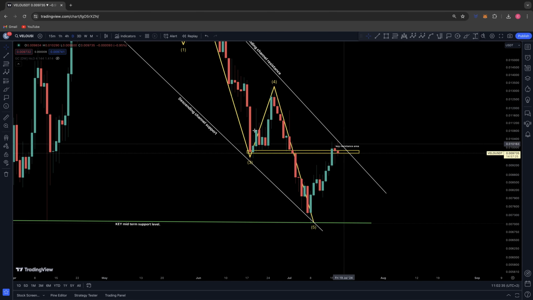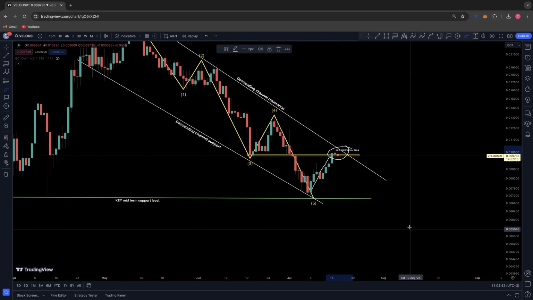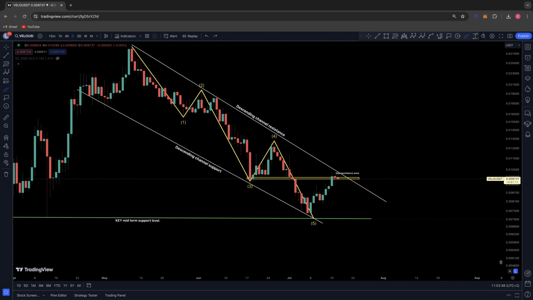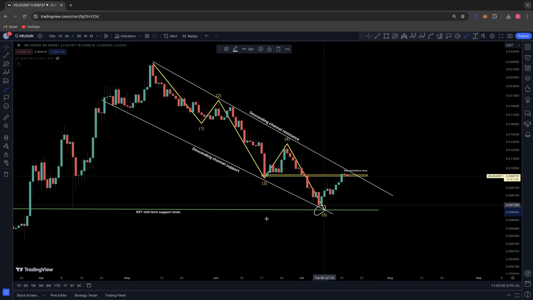And there are a couple of confluence points here that are saying, hey, look, we've had a fantastic past week, but we are running into a key level of resistance. What needs to be done next? Well, as I said at the start of the video, VELO is doing everything it needs to. From this wave 5 low, from this key midterm support level, we've now rallied up into resistance of the descending channel, and equally this wave 3 low, and met that as resistance too.